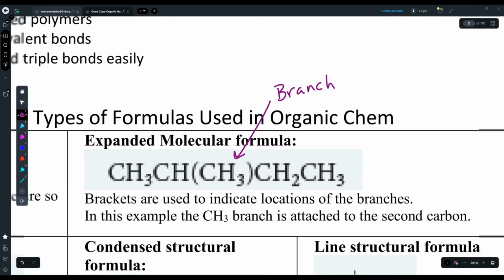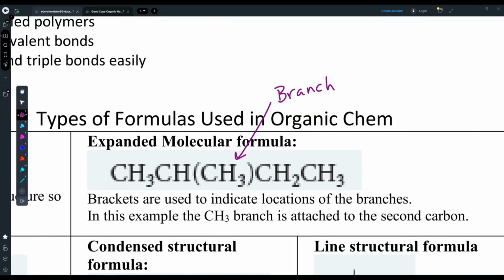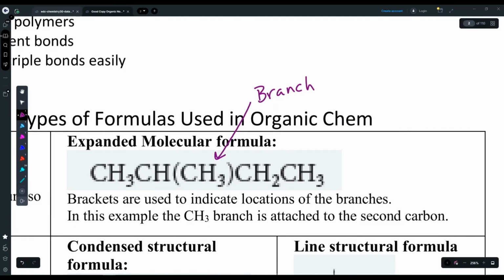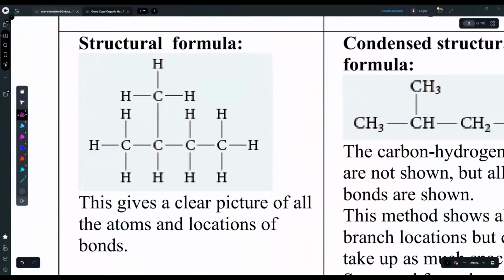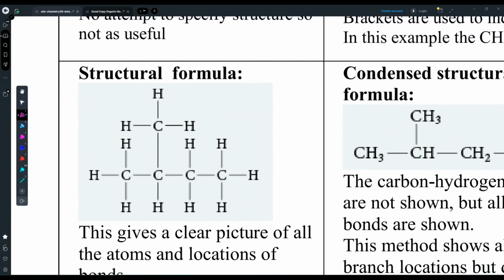The main idea behind expanded molecular formula that's still kind of missing here is we're not seeing any bonds between the carbons. But that's going to change once we get to structural formula. This gives us a nice clear picture of all the atoms and all the locations of the bonds, and the main idea here is that every single bond is shown in a structural formula. When I'm talking about branches, what I'm talking about is something like this. So this right here is going to be called a branch.